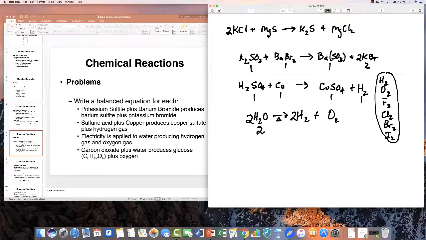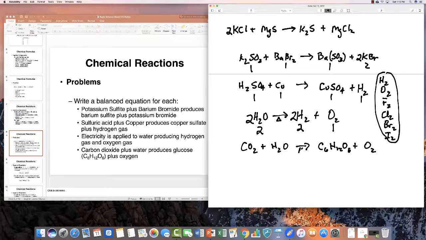So 2 molecules of water produce 2 molecules of hydrogen and 1 molecule of oxygen. The last one here, carbon dioxide and water combine together to produce glucose, and I gave you the formula for that, and oxygen. You might remember this reaction from biology class last year. This is the process of photosynthesis.